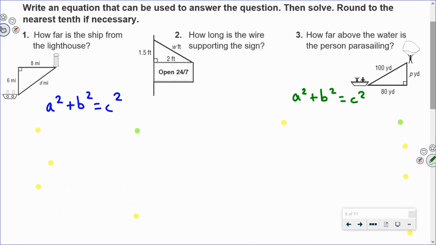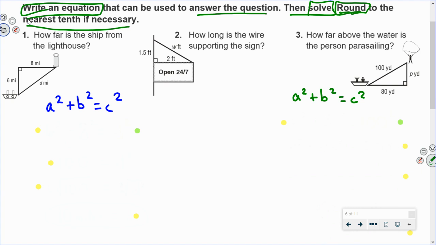Firstly, we are asked to write an equation that can be used to answer the question. Then we are asked to solve. And finally, it does tell us to round to the nearest tenth if necessary. I'd kind of like nearest hundredth, but that's okay. All right, so take a look at number 1. I'll do this as a think aloud. I'll say everything aloud that I'm thinking in my head.